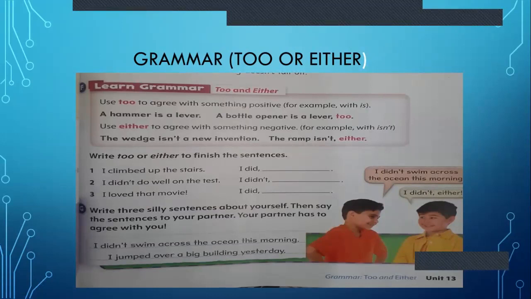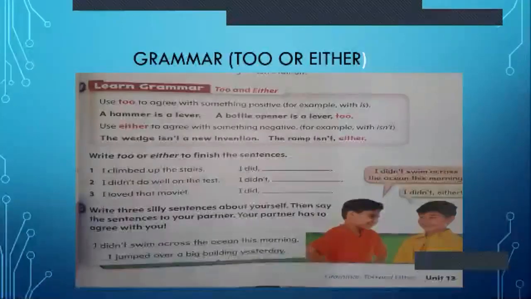at the end. As you see, a hammer is a lever, a bottle opener is a lever too. So you see that the sentence is a positive sentence, so that's why we use "too" at the end.